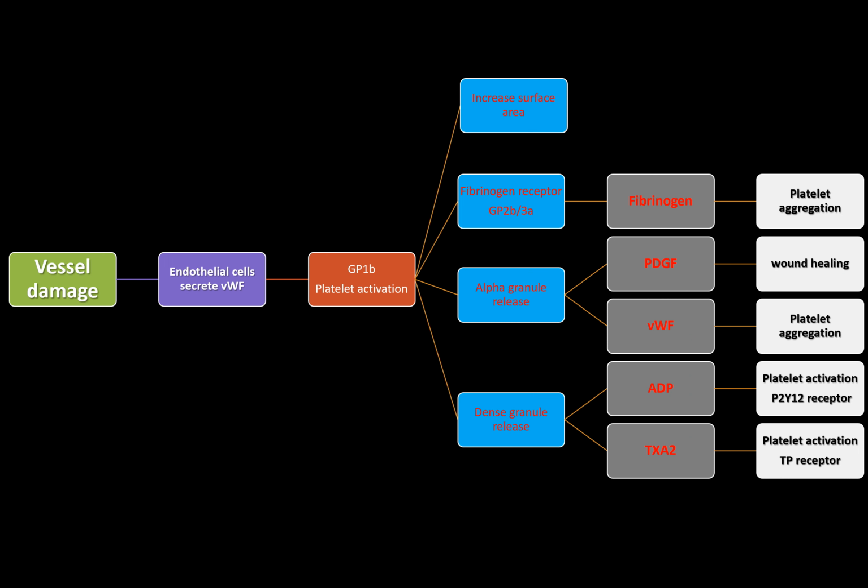Once platelets are aggregated, they will attach to each other with the help of fibrinogen and its receptor GP2B3A, and form a primary hemostatic plug which will contract at the end because of the actin. So this is how primary hemostasis happens. Very simple concept.